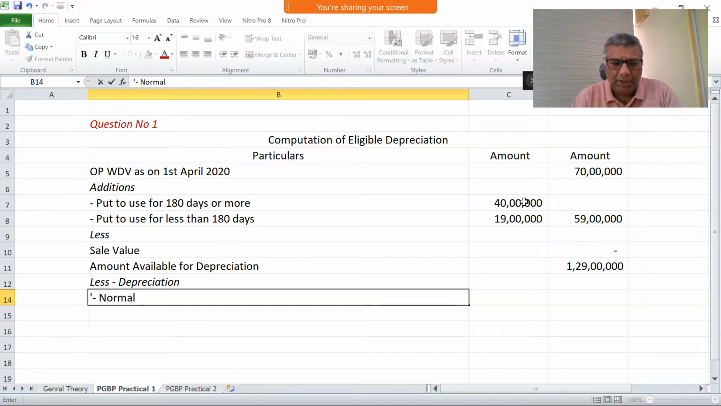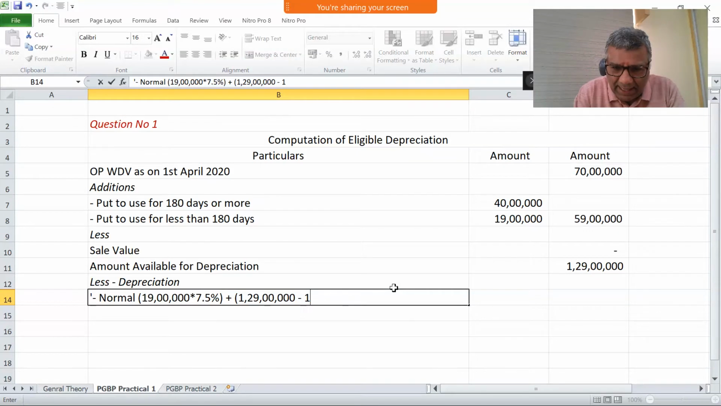Normal. How do I compute 19 lakhs into 7.5%? Because the asset is used for less than 180 days, you can claim only half of the eligible depreciation. So 19 lakhs into 7.5%, 19 lakhs which is used for less than 180 days. 1 crore 29 lakhs minus 19 lakhs, because on that 19 lakhs you have claimed only half, into 15%. You should not add up these two things and put 50.